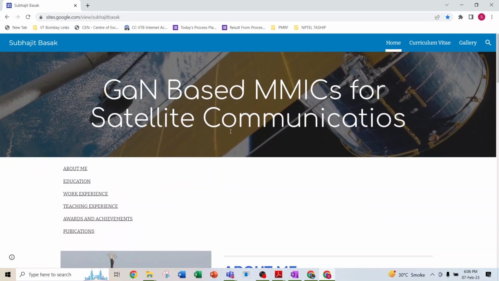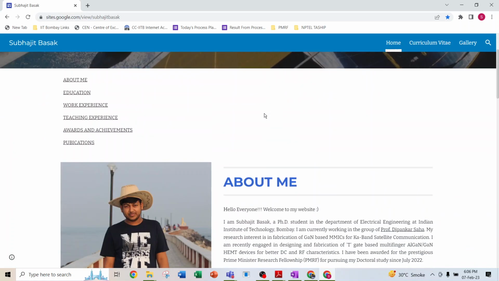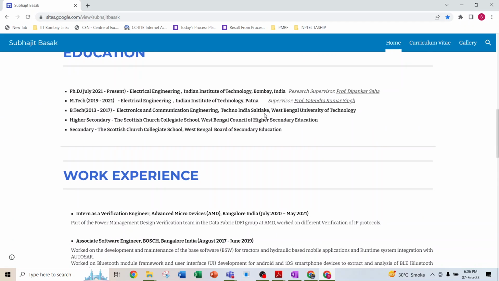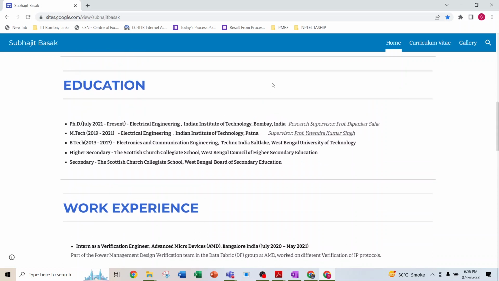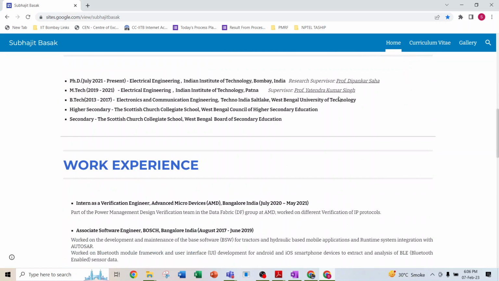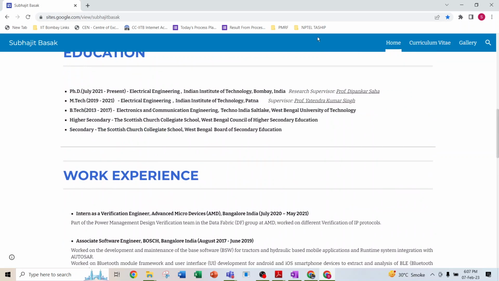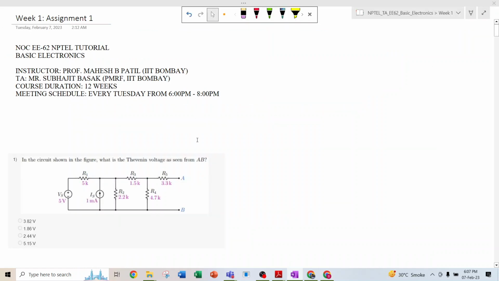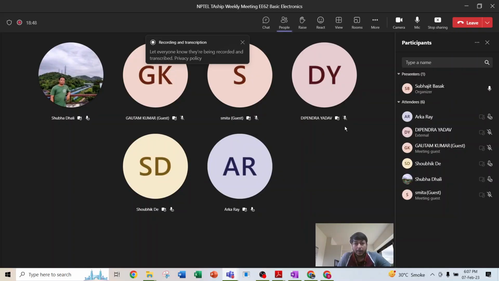So basically, I am from IIT Bombay, and I am working in the gallium nitride based MMIC for satellite communication. I have done my MTech from IIT Patna, and then I have joined the PhD program in IIT Bombay, and I am a PMRF fellow. According to our PMRF fellowship, we have to run the NPTEL tutorial. So for this course, I am the assigned course TA.